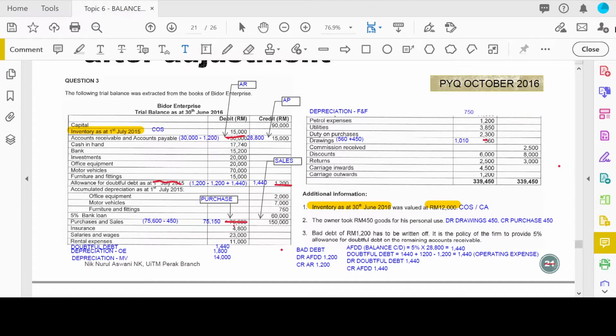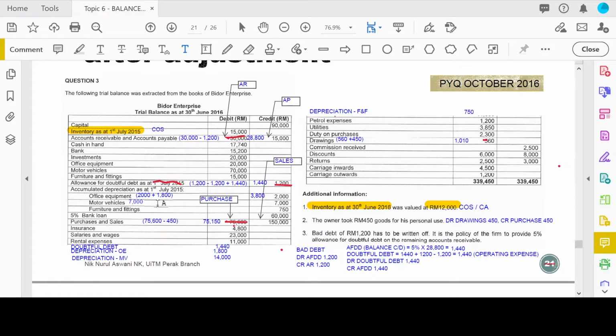Have we finished on this depreciation? No, we haven't finished preparing the adjusting entry for depreciation. We have to update also the balance for the accumulated depreciation. So this one would equal 2,000 plus the new depreciation, which is 1,800. So this would equal 3,800.